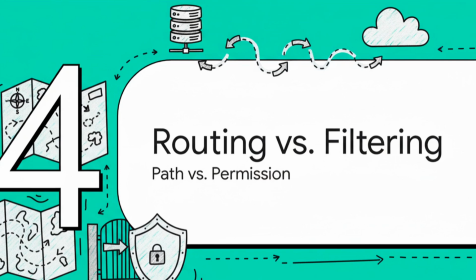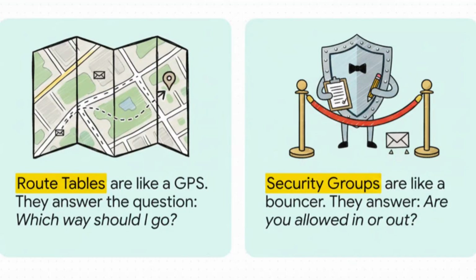It's got to get through security first. And this is a really important distinction to make. These are two totally different jobs. The route table is the GPS. It answers the question, which way do I go? But a security group or a firewall, that's the bouncer at the door. It doesn't care about directions. It only asks one question. Are you on the list?